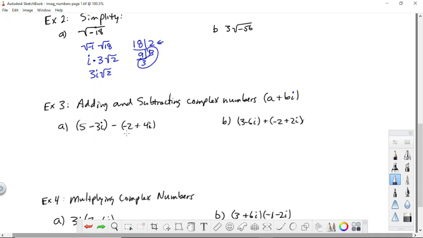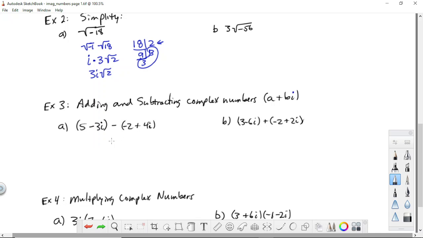These have a real part, which is the negative 2. That's the real part. And the imaginary part is the 4i. So adding and subtracting them is straightforward. You simply combine the real part and then the imaginary part.